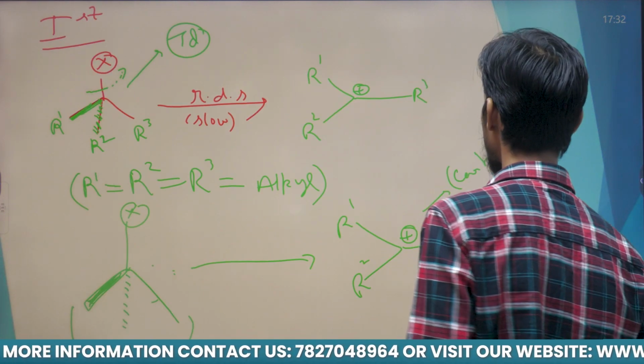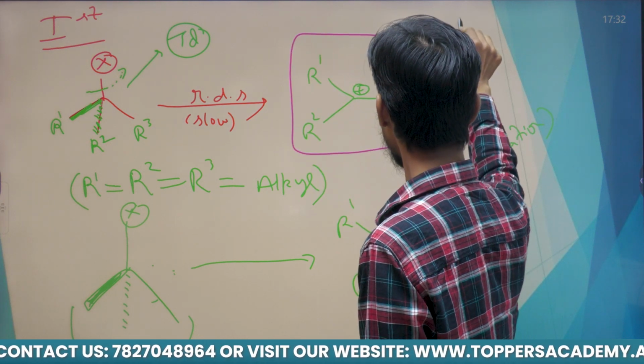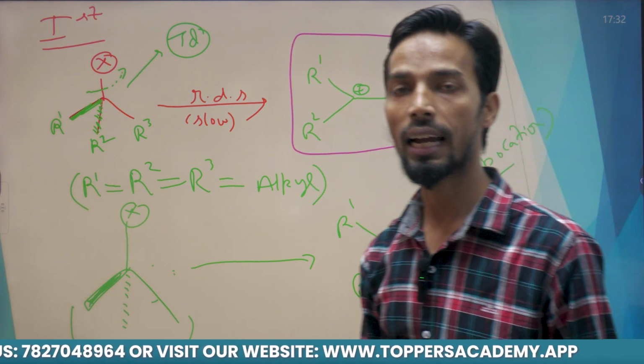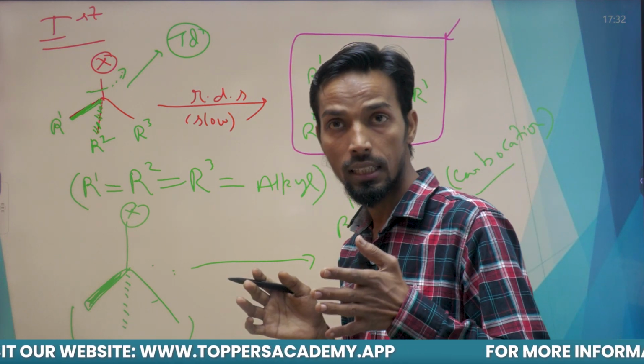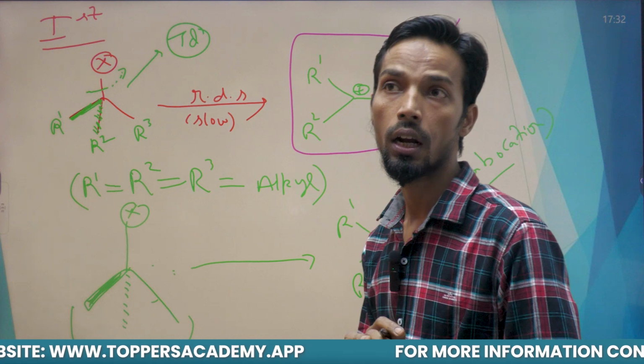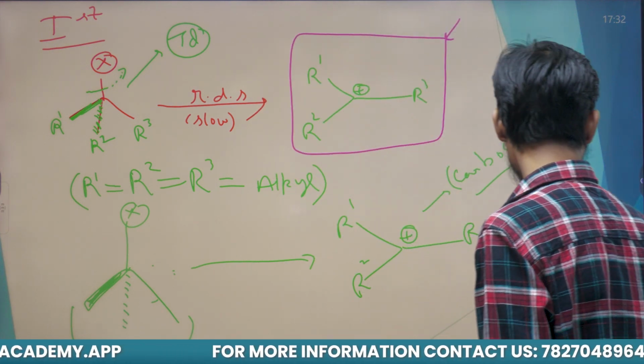And in the first step, we can see carbocation formation taking place. So we can easily see that this SN1 reaction will be dependent on the carbocation stability. Carbocation stability.